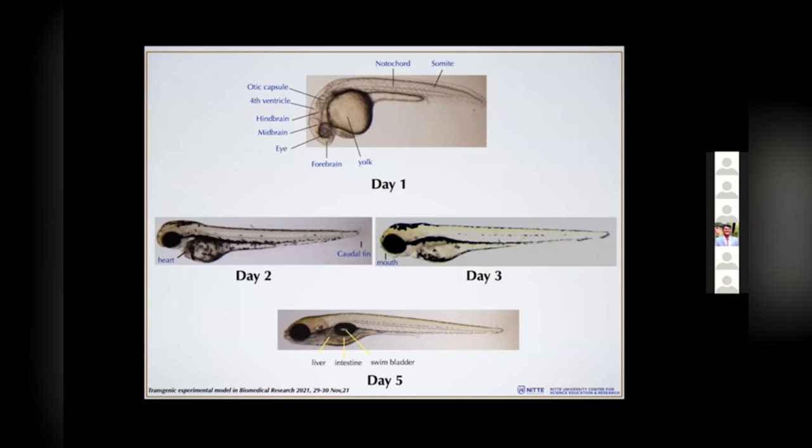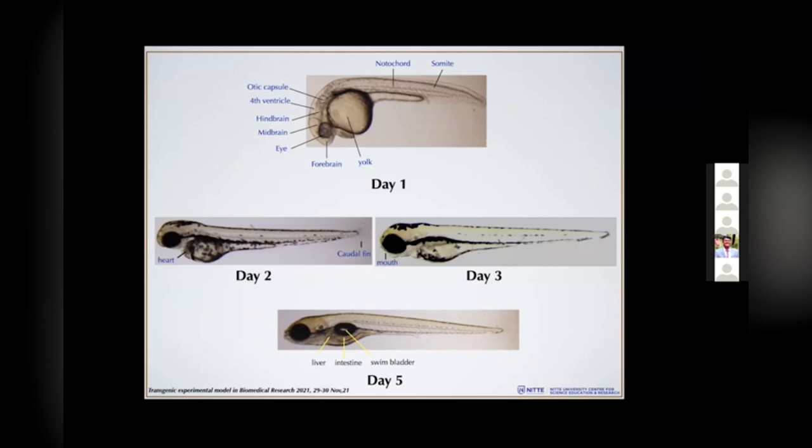Somites are the muscles. When you see day one, and if you look at day two and day three and day five, you can see how the patterning has changed, how the morphology has changed, how the pigmentation pattern has changed. It's quite amazing to see all of these. You can actually track them with a simple stereo microscope and a good camera that has the ability to record video. So if you see day one, day two is the stage where you look at the heart development.